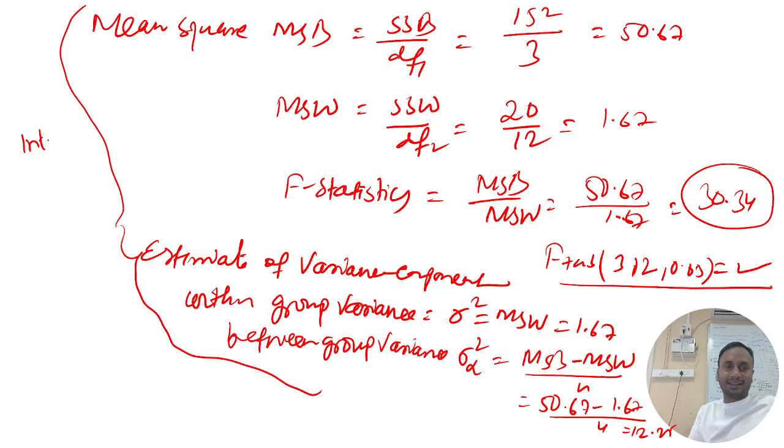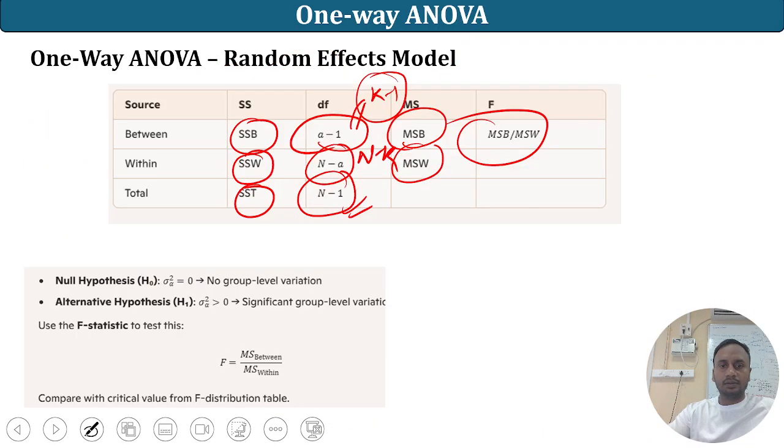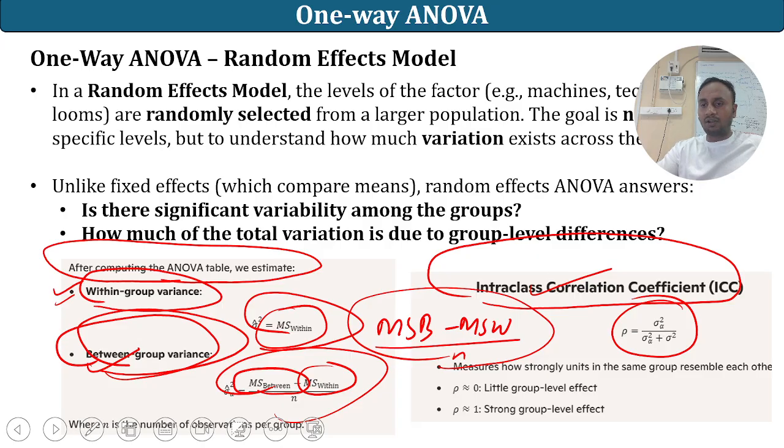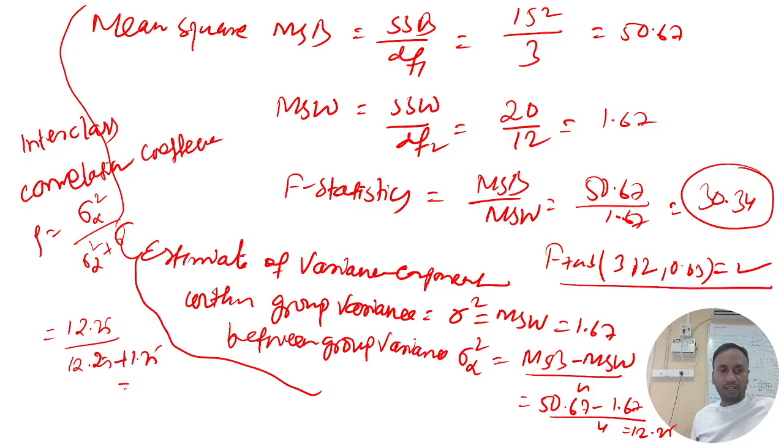What about the interclass correlation coefficient? It becomes rho. The rho formula, what we have seen? Sigma alpha square by sigma alpha square plus sigma square. How much is it? 12.25 by 12.25 plus 1.25. How much did it come? 0.88. It means a higher correlation is there.